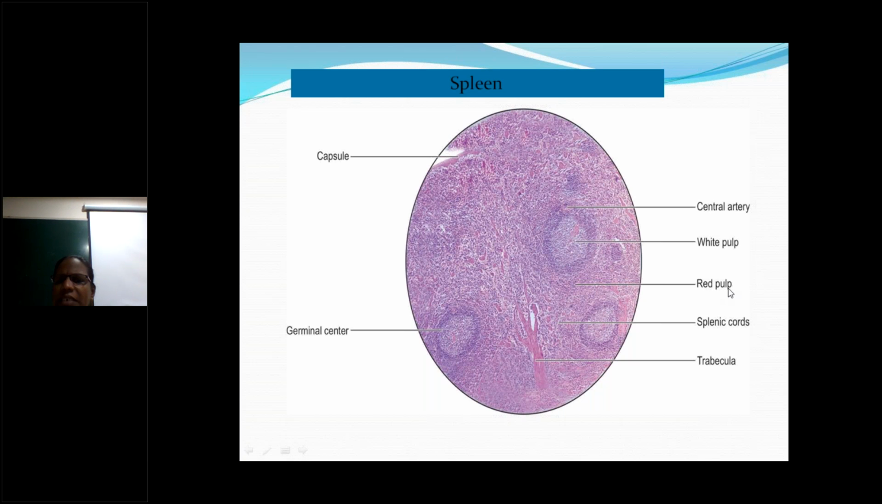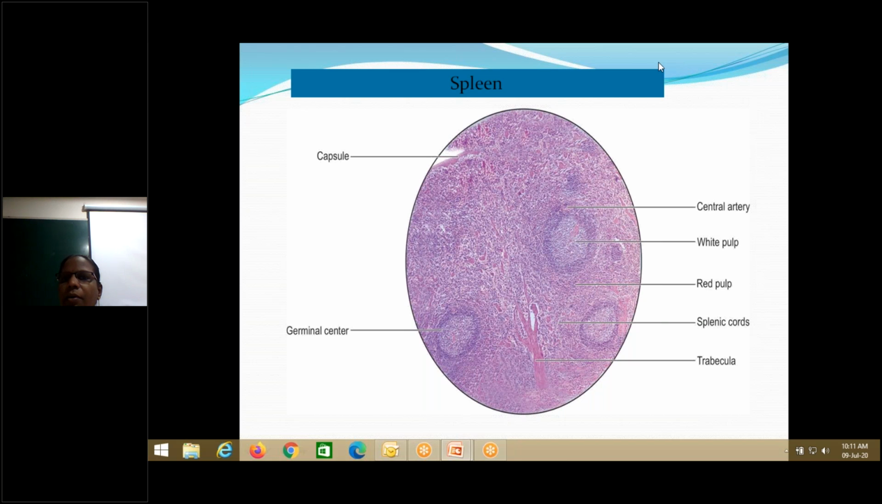When you get the spleen slide for identification or discussion, in the discussion they will ask what type of circulation is seen in the red pulp and what type of circulation is seen in the white pulp. Can anyone answer? What type of circulation in the white pulp?